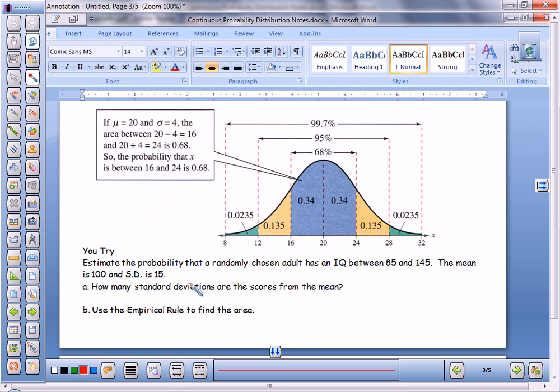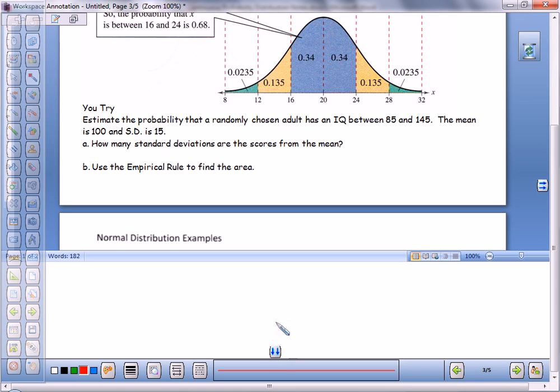Okay, estimate the probability that a randomly chosen adult has an IQ that's between 85 and 145, if the mean of IQs is 100 and the standard deviation is 15. So what we would do here is sketch it out. We have a mean, and our mean is 100. And so that would be the top of our curve. I'm not so good at drawing this curve, but I will always do my best.